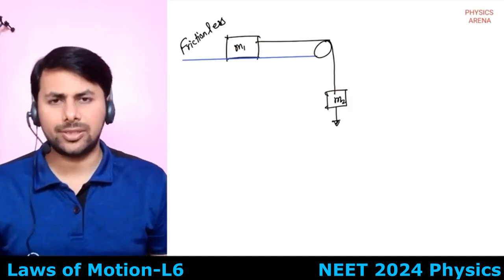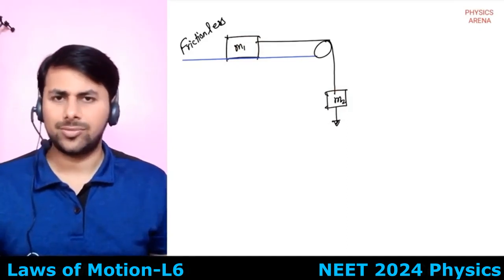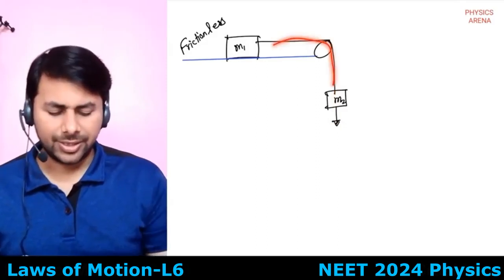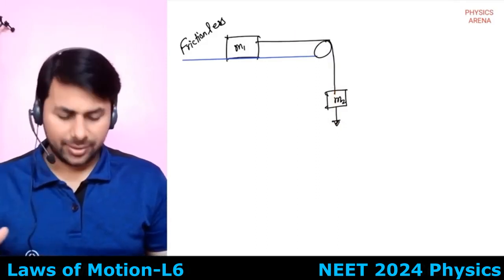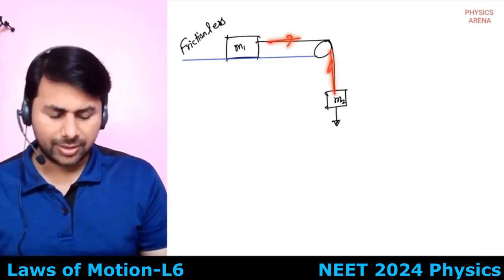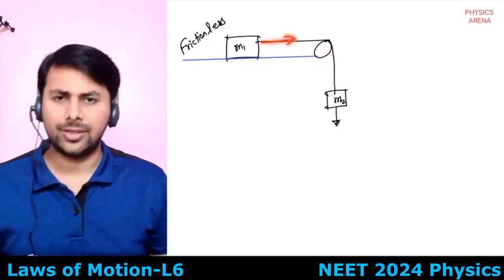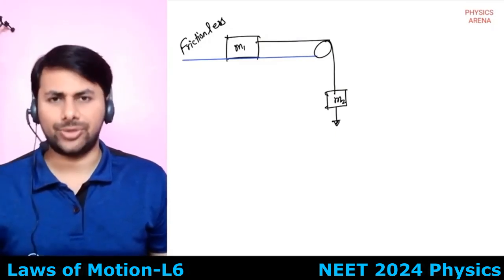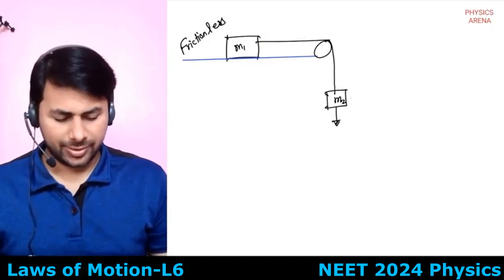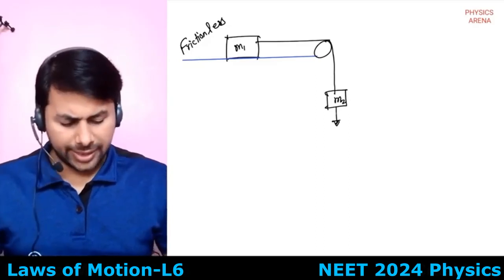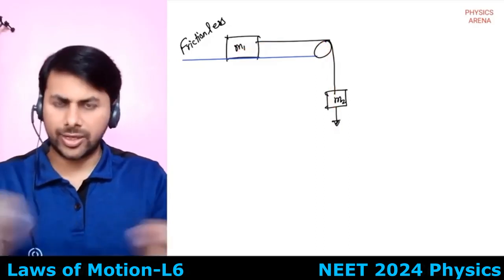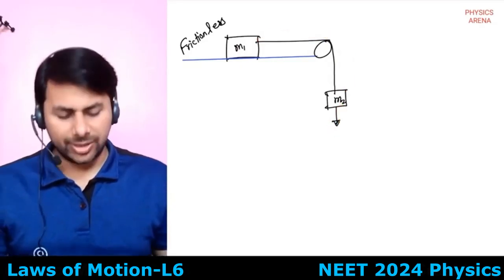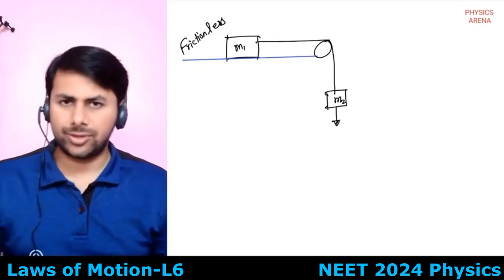What is the net force on this system? Just M2 into G. There will be tension in the string. So tension for this one will be upwards, for this one it will be towards the right. The string just passes the force over. So, net force on this system: forget about the string. Net force is in this direction. How much is that? It is M2 into G.